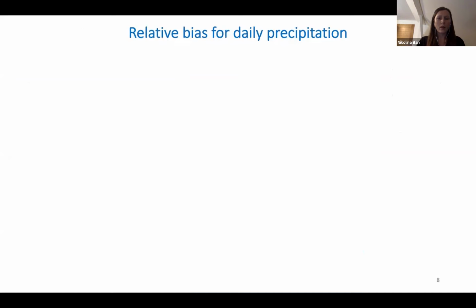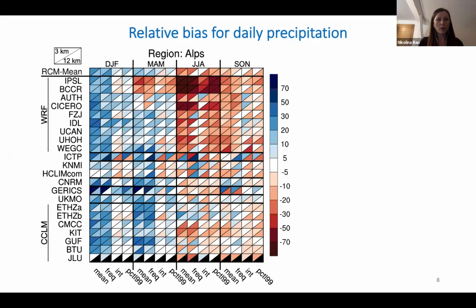The next thing that we look into is relative bias, and we again start with the daily precipitation. And here just a bit of explanation of this plot. So here you see these boxes split into two triangles, and the uppermost triangle shows the relative bias for the 3-kilometer simulations, and then the bottom one shows the bias for the 12-kilometer simulation. And here we have daily precipitation over the entire alpine region, where we have the observations, and we have it for different seasons.